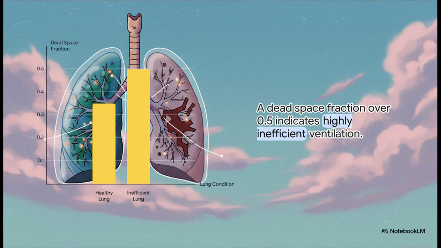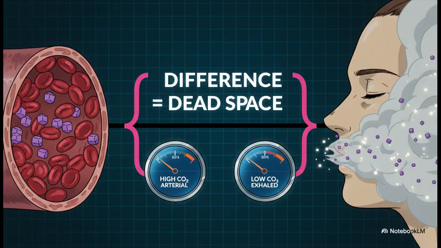That means half of every single breath is being wasted. Just think about that. Your body has to work twice as hard to get the same job done. Now, the math behind this is called the Bohr equation. And don't worry, we're not going to get bogged down in formulas. The core idea is actually really clever and simple.